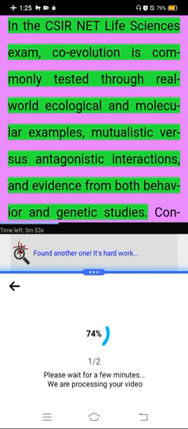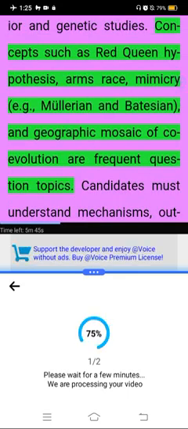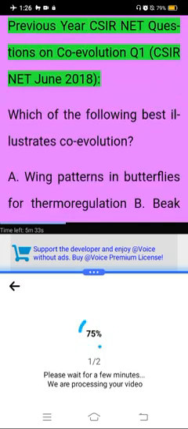In the CSIR NET Life Sciences exam, coevolution is commonly tested through real-world ecological and molecular examples, mutualistic versus antagonistic interactions, and evidence from both behavior and genetic studies. Concepts such as the Red Queen hypothesis, arms race, mimicry, e.g., Müllerian and Batesian, and geographic mosaic of coevolution are frequent question topics. Candidates must understand mechanisms, outcomes, and ecological significance of coevolution, along with key experimental systems that illustrate its principles. Previous year CSIR NET questions on coevolution. Q1, CSIR NET June 2018.